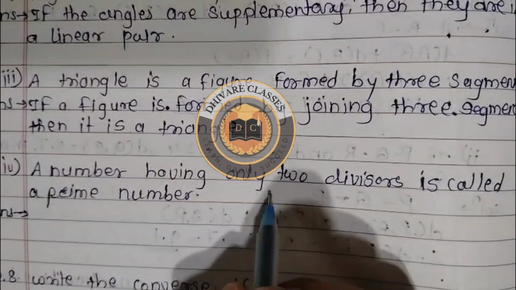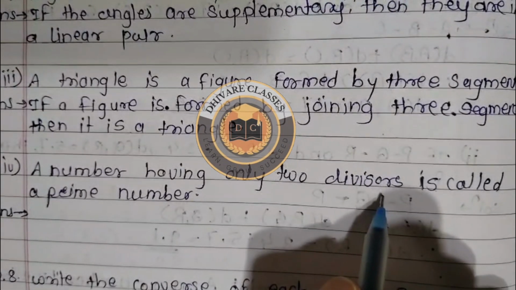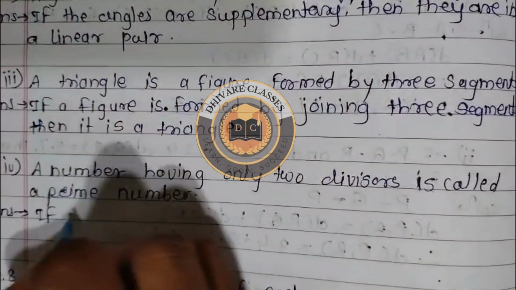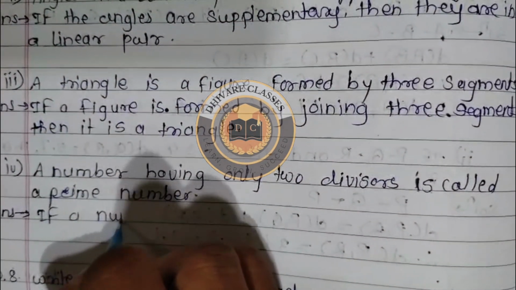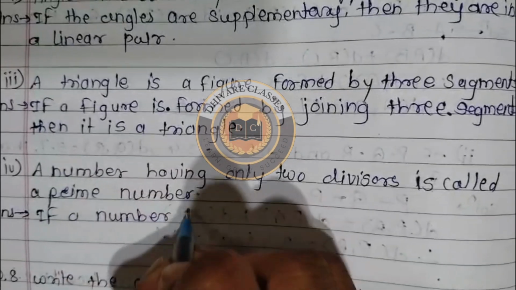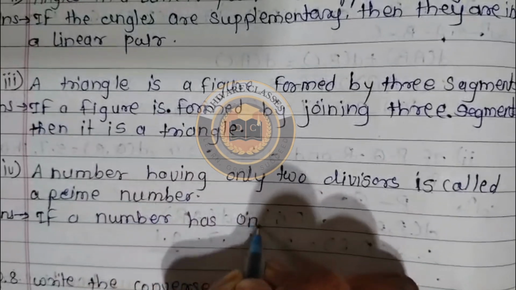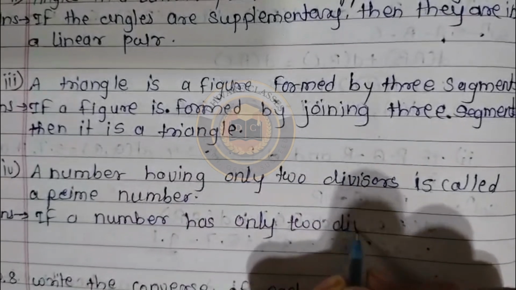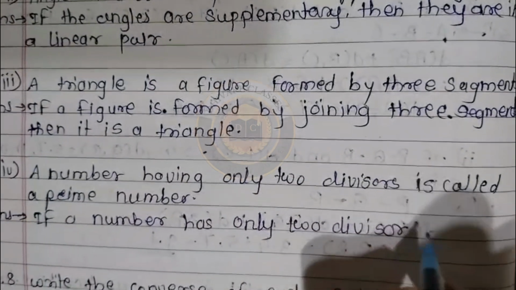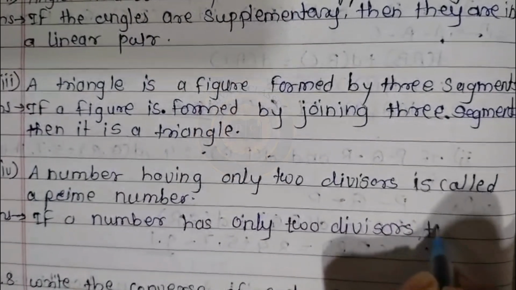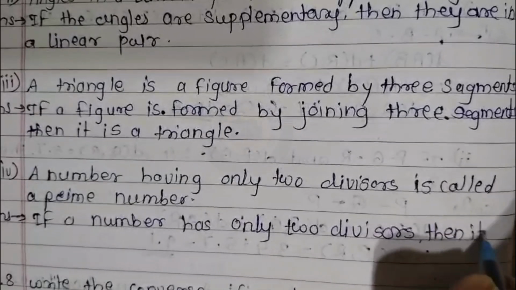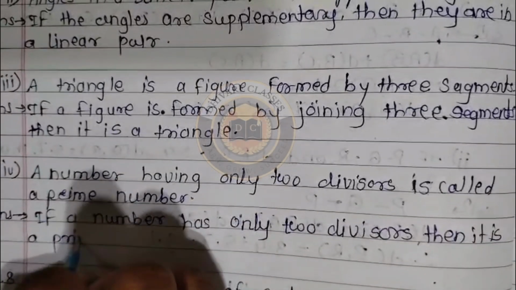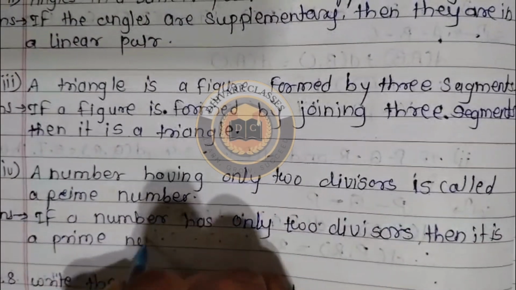Fourth: a number having only two divisors is called a prime number. If a number has only two divisors, then it is a prime number.